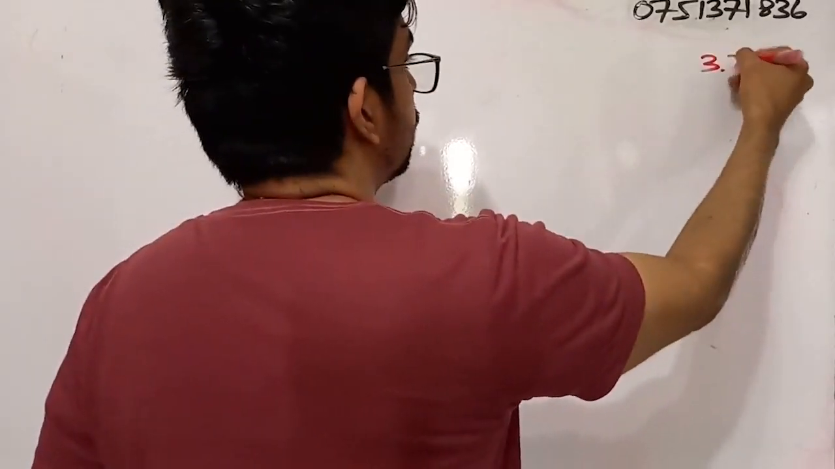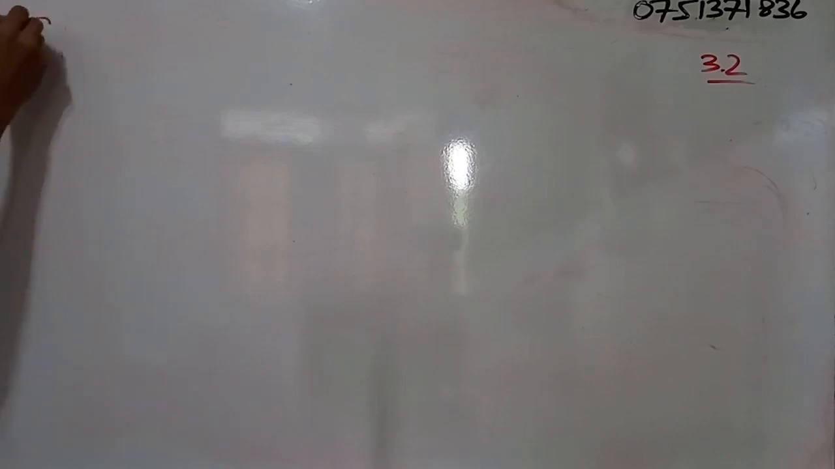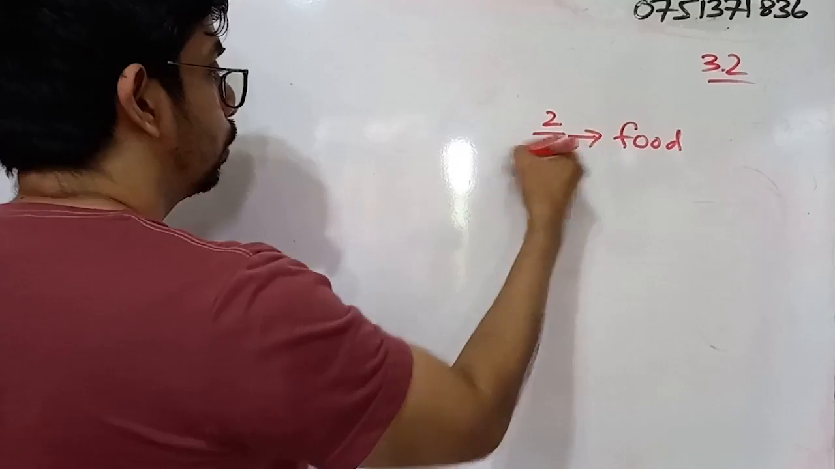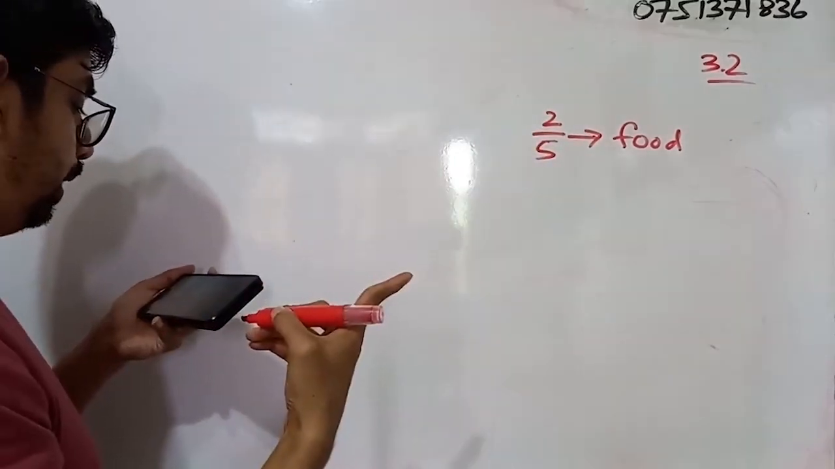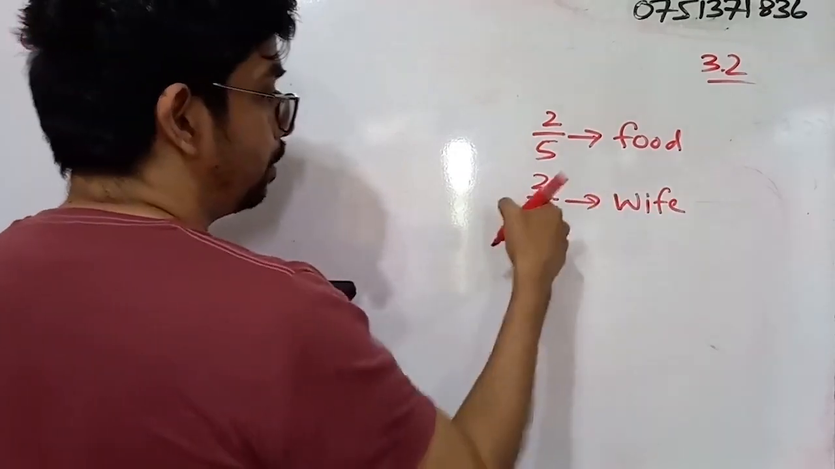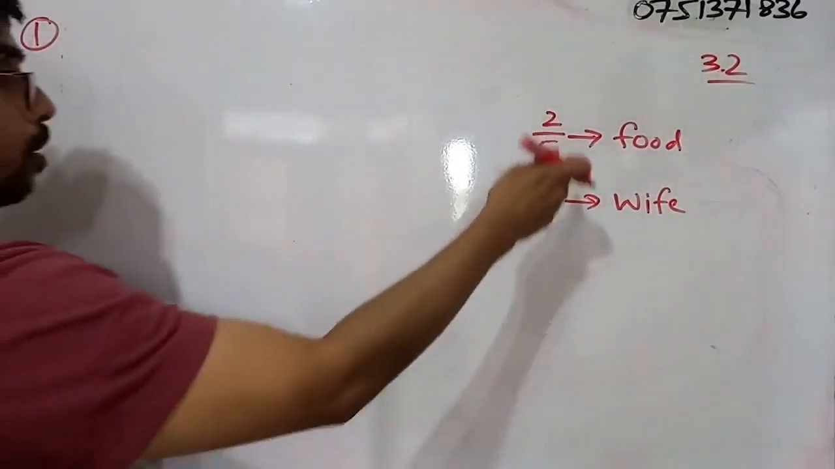Right, exercise 3.2. Under that, question number 1. Mr. Austin, who works in an office in the city, spends 2/5 of his salary on food and sends 2/3 of the remaining amount to his wife. 2/5 goes to the food, then 2/3 of the remaining goes to the wife. This is the remaining amount, from the remaining amount of 2/5.